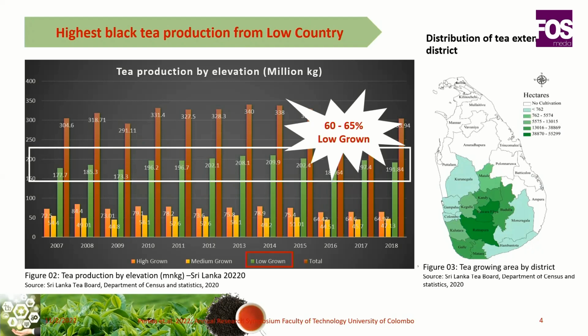When considering the black tea production by elevation in Sri Lanka, the highest contribution has been given by the low-grown factories. So in here, the graph indicates that during the last decade, the low country contribution has continued at around 60 to 65% of the total production, while keeping a significant gap with the other two regions.